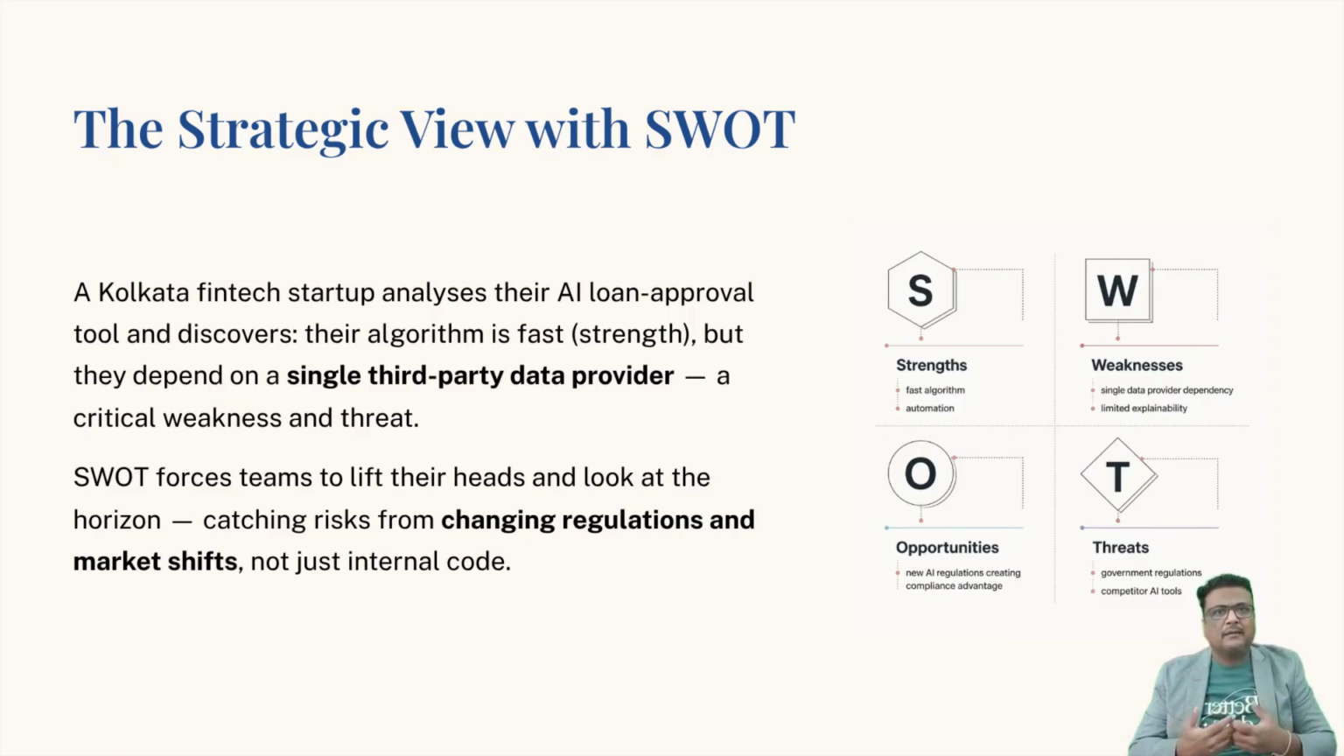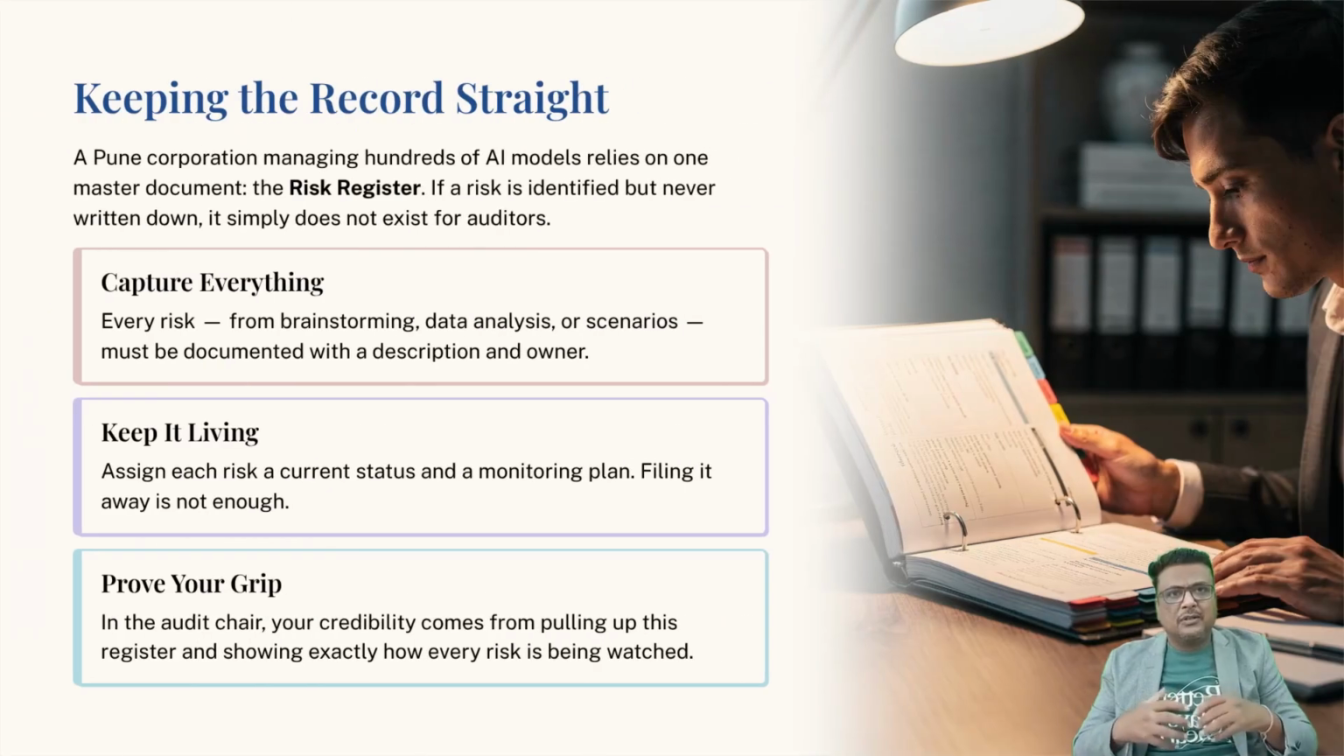So, now that we have mastered how to look at the big picture and identify strategic threats, you might be wondering how we make sure we haven't missed any of these identified risks during the crunch time of a project. Well, that brings us right into our next step, which is the register of risks. To finish our journey, consider a major corporation in Pune that manages hundreds of AI models simultaneously. They don't rely on anyone's memory. They maintain a master risk register.